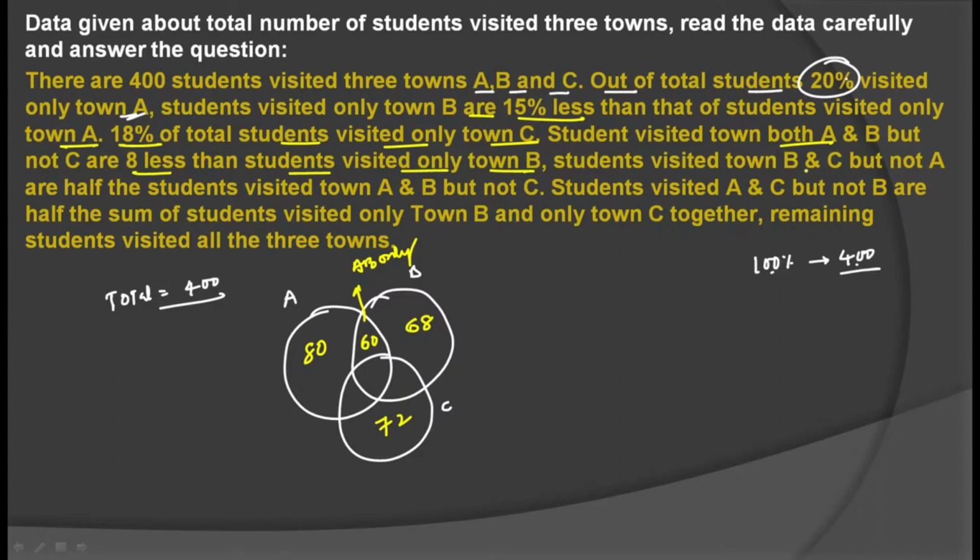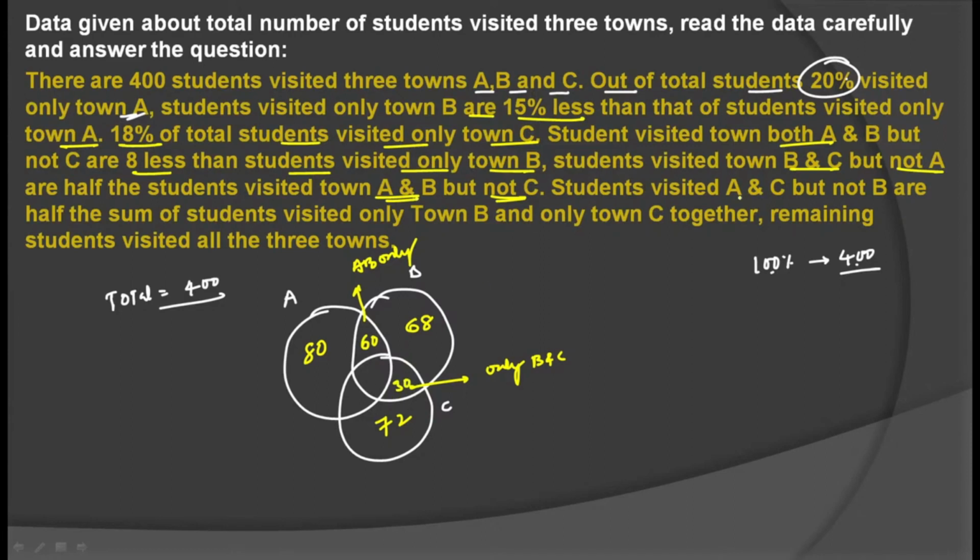Now the students who visited B and C but not A. They are discussing this portion, only B and C. It is half of the students who visited AB but not C, that is, only AB. Compared to AB, the BC value is equal to half of it. Now this value is 30 only.